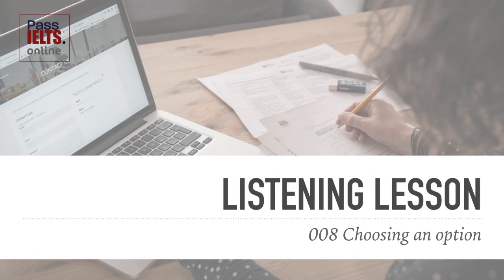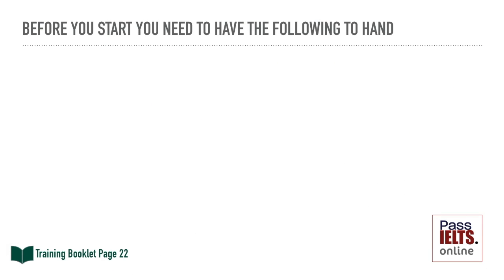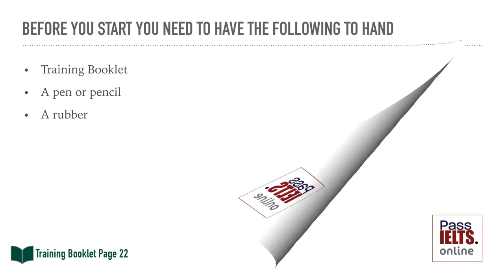Welcome to lesson number 8 on choosing an option from a list. Before you start the lesson, you will need to have the following to hand: your training booklet, a pen or pencil, and a rubber. You should follow the lesson in your training booklet.